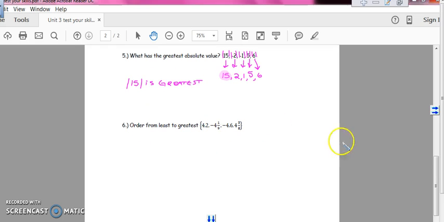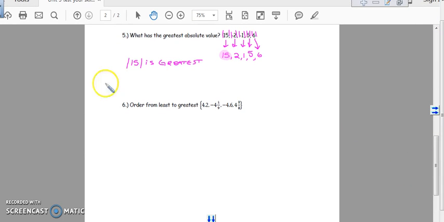Now, let's order these from least to greatest. I know this is the most time consuming, but you only have one of them to do. So we have 4.2, negative 4 1/9, negative 4.6, and 4 3/8. Remember, decimals I can just scooch over. These I actually have to go and do the division.